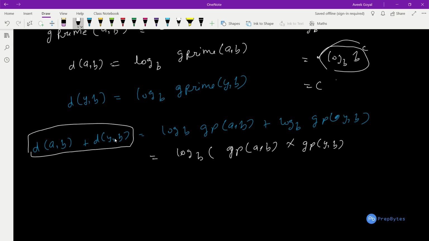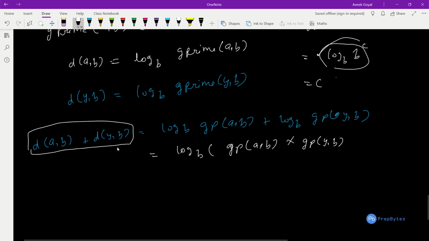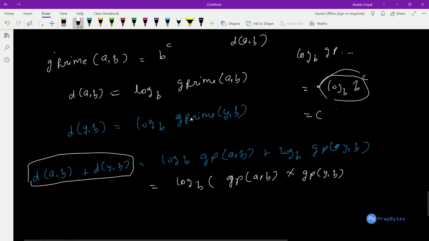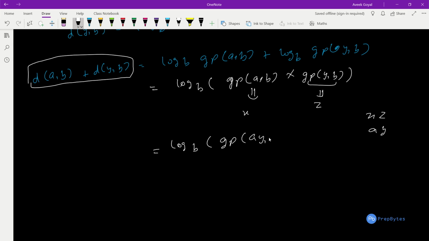Okay, now what is actually d(a) and d(b)? It is nothing but b to the power of c. It is nothing but the value that we are taking, the c value. Okay, so this gives me a value which divides a, let it be x. This gives me a value which divides y, let it be z. So the first point, remember what was the first point? Now x divides a, z divides y, that means xz divides ay. This was the first point that I explained, so therefore I have explained it. Okay, so log b we can simply write as gp of (ay, b).